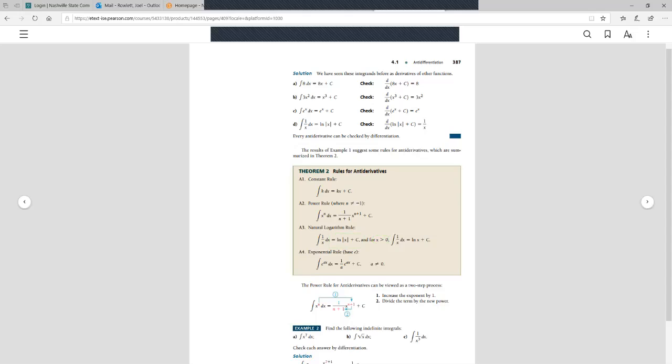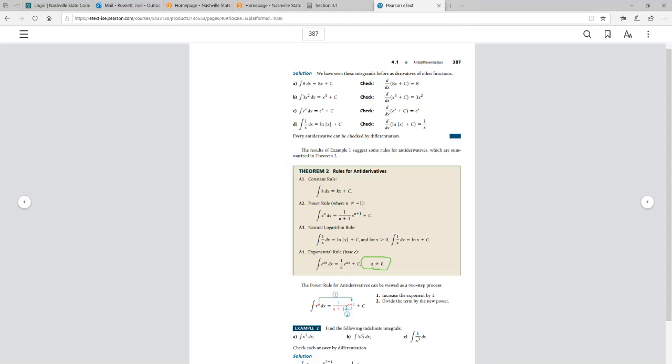And A4, the exponential rule for base e, remember that the derivative of e to the u is e to the u du. The antiderivative of e to the power of ax dx is e to the power of ax divided by a plus c. And of course, a cannot be 0, right? Because a is our denominator. We cannot divide by 0.